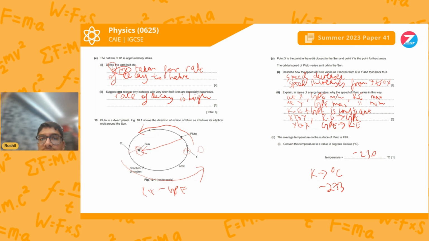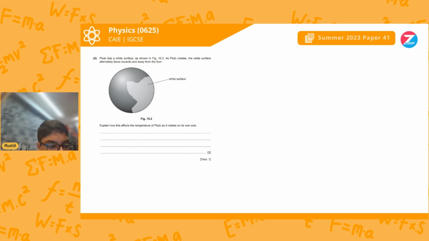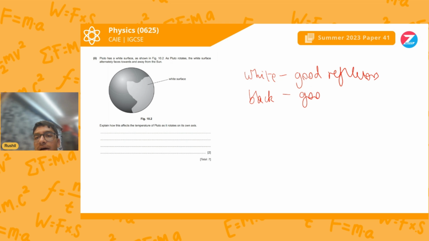So now the last subpart we have is: Pluto has a white surface as shown in figure 10.2. As Pluto rotates, the white surface alternately faces towards and away from the sun. Explain how this affects the temperature of Pluto as it rotates on its own axis. So here we have to use the properties of thermal physics. As we know, white surfaces are good reflectors of thermal energy and black surfaces are good absorbers.